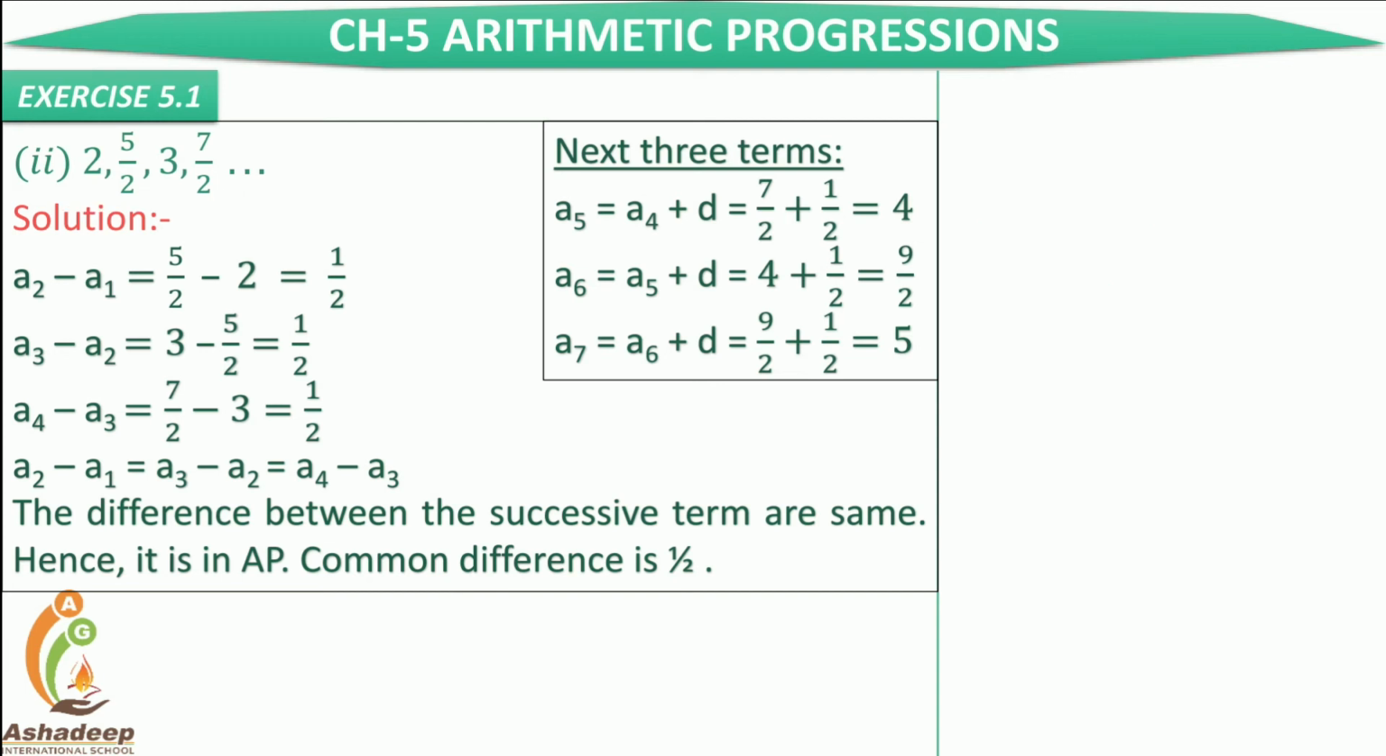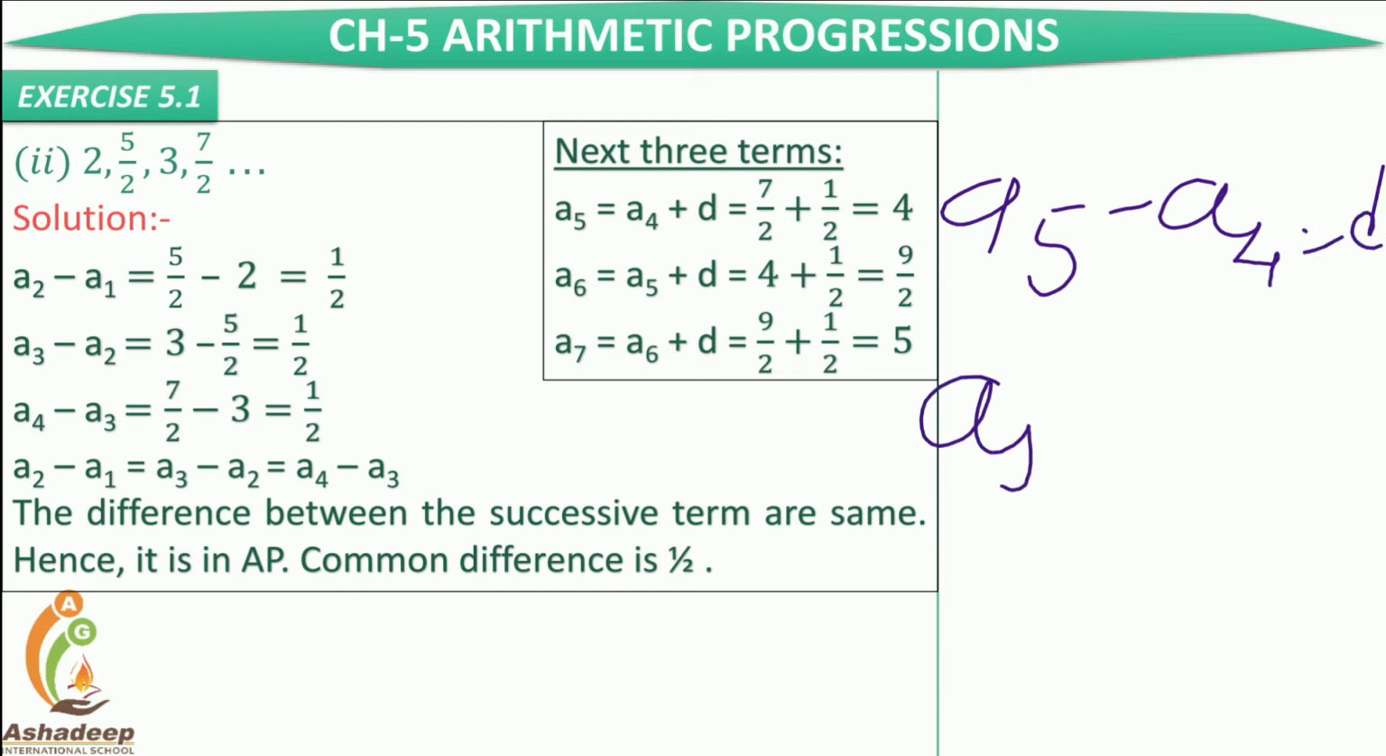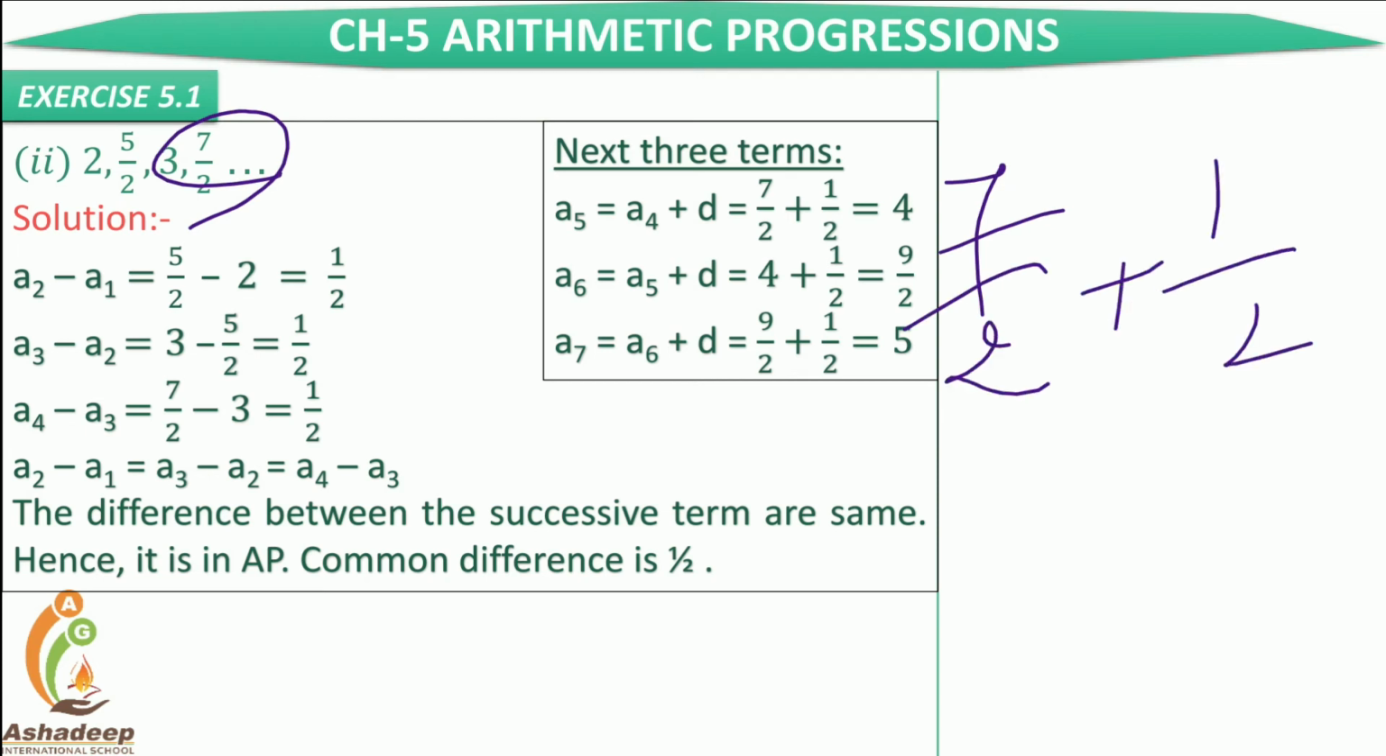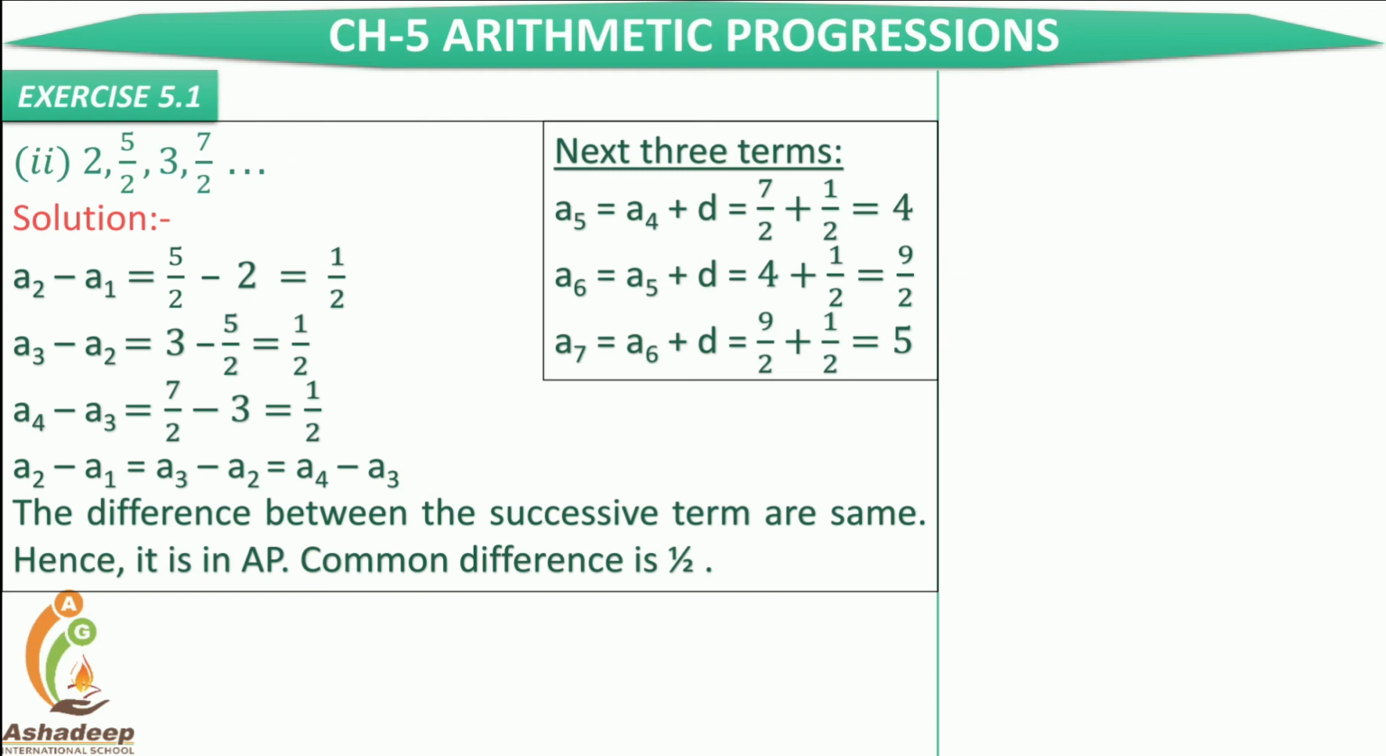How? Okay, now let's check. A5 minus A4 is equal to d. So therefore A5 is equal to d plus A4, right? Simple. What we need to do here is take 7 by 2, and in the 7 by 2 we need to add the 1 by 2. It is nothing but 8 by 2, which is going to be 4. So the 5th term is 4.